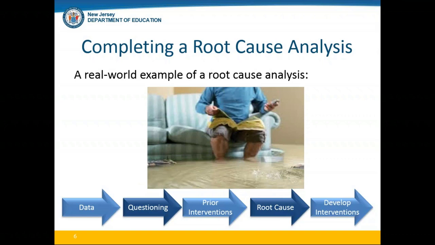Even if the buses arrive late due to traffic, we can vary the daily school schedule to mitigate the impact of lost instructional time. Once we have selected a root cause, we can proceed to developing interventions, which we will explore in the next module.